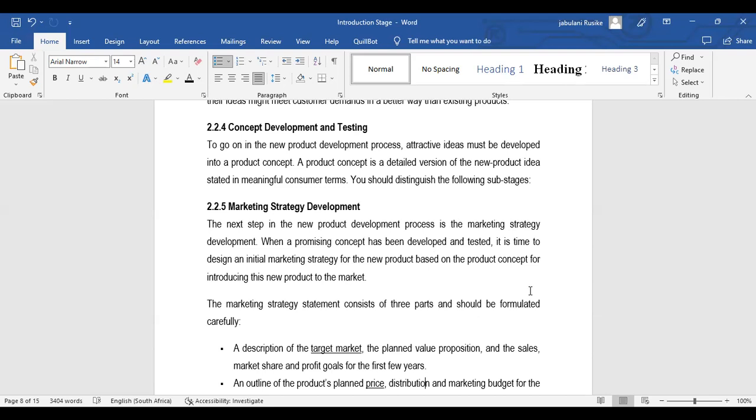Are you going to use penetration pricing because it's a new product, or are you going to use market skimming? Penetration pricing is when you enter the market using a very low price, because the idea is acceptance. People like cheap things, so when they see something cheap, they will try to buy it. Or there is what is known as market skimming. Market skimming is when you charge high prices.